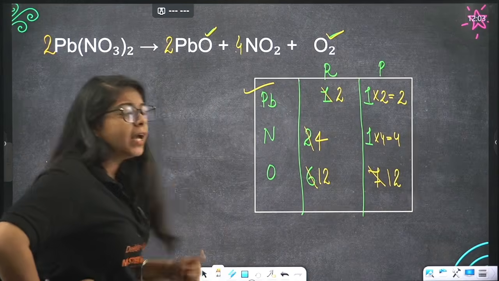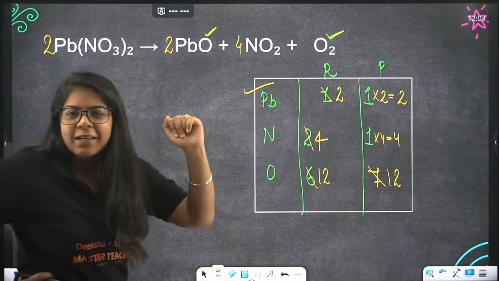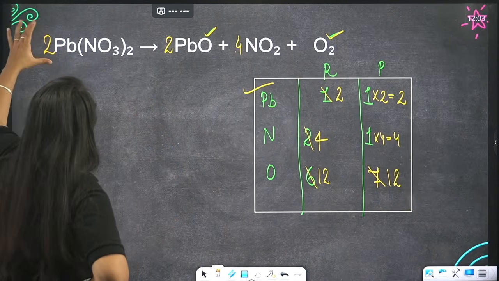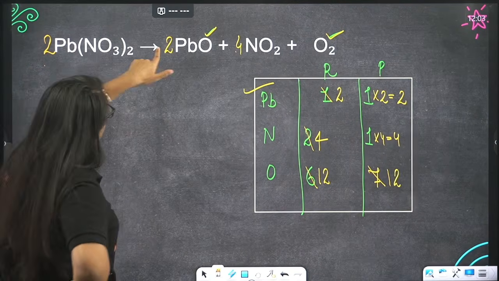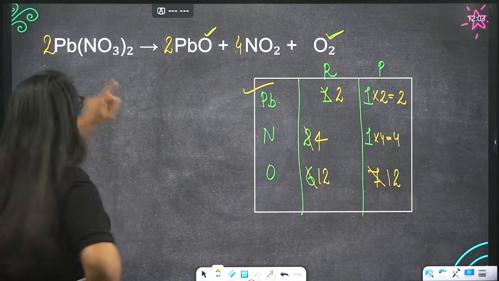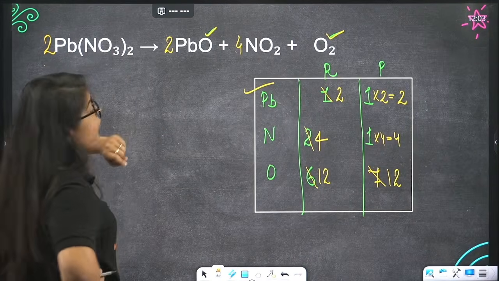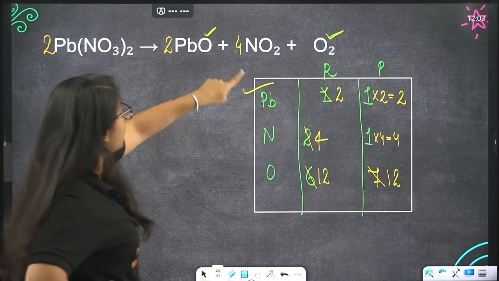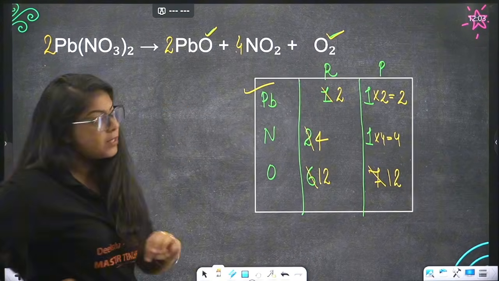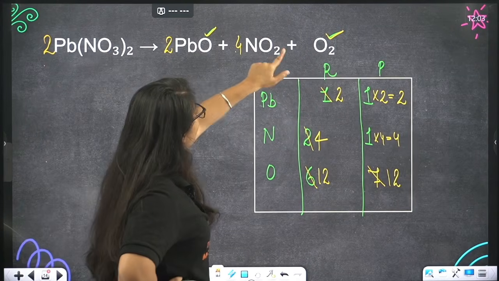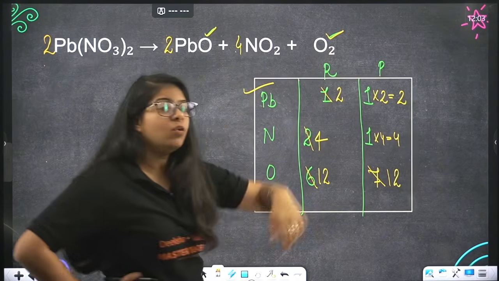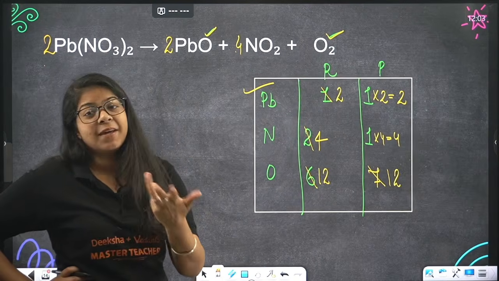So what we did, we used our brain a little bit. We said, okay, let me just see if I multiply 2 here, what will happen? 2 Pb, lead is balanced. 2 into 2 in nitrogen, 4 nitrogens are there, balanced. 3 into 2, 6, 6 into 2, 12. 2 plus 4 into 2, 8, 10 plus 2, 12 oxygens are there and they are balanced.